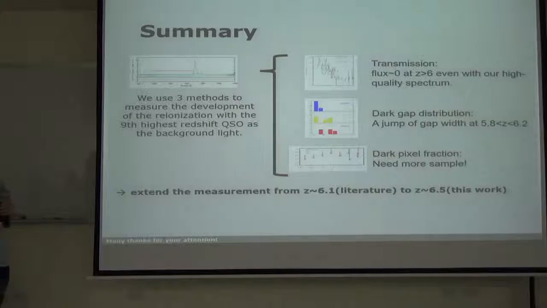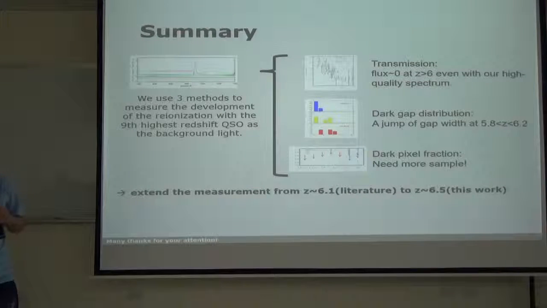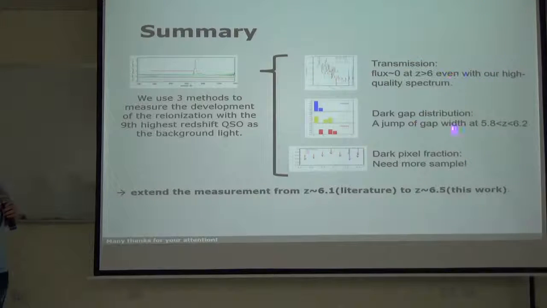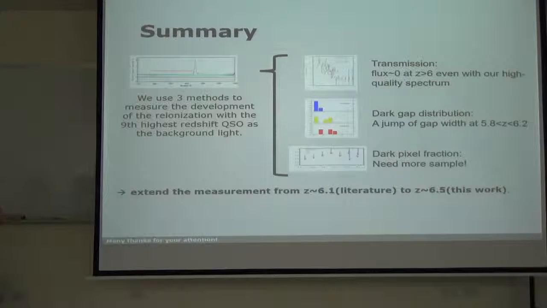So this is a summary. We use this quasar to extend these three measurements to higher redshift, up to 6.5 compared to 6.1 in the past. And in these three measurements we can see a similar change of the neutral fraction. So in the end we still need more samples to get more statistical results. So this is the end.